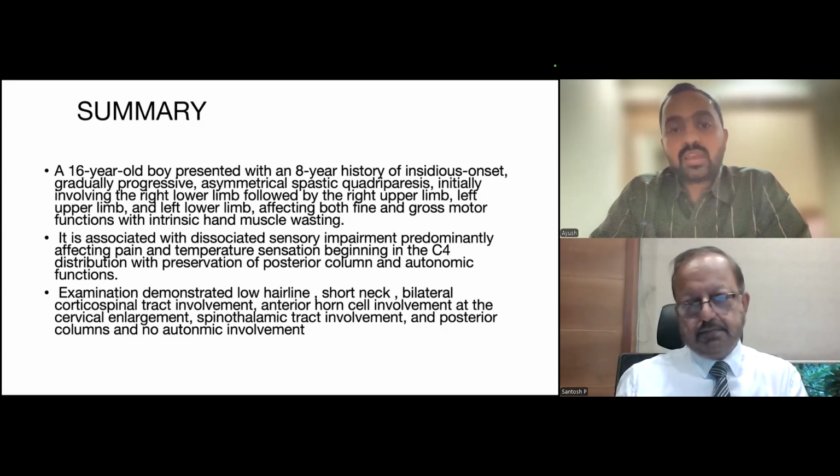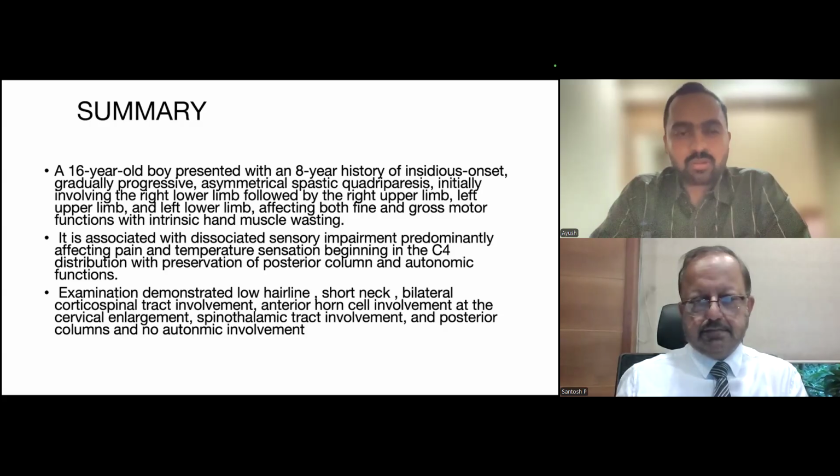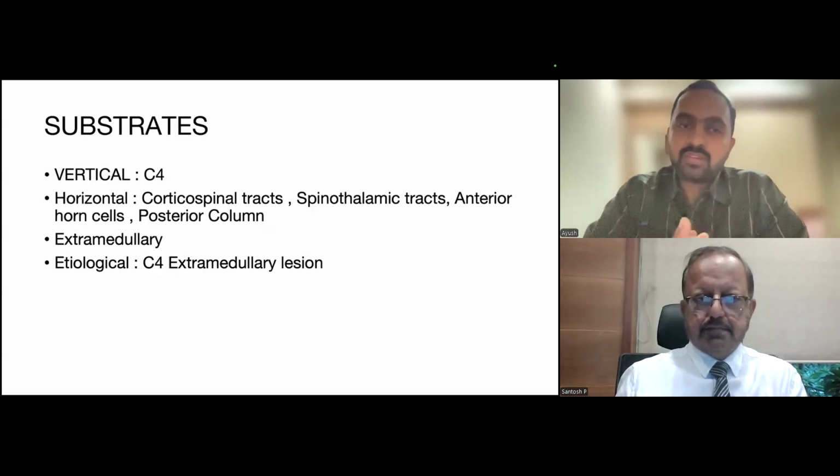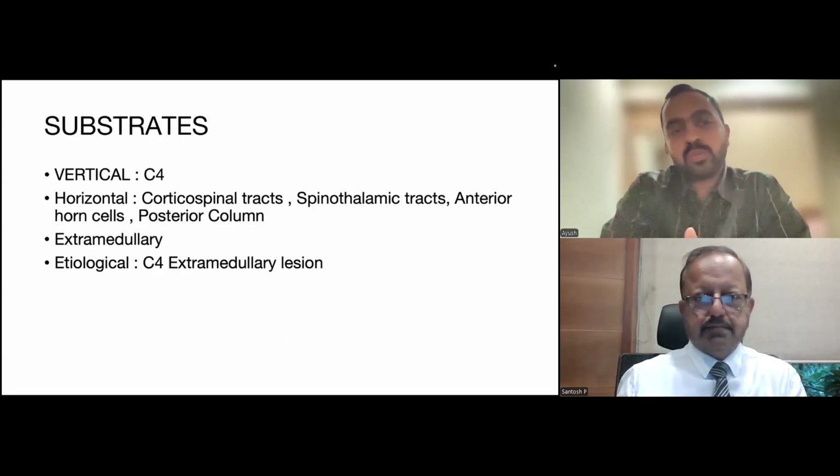Examination demonstrated low hairline, short neck, bilateral corticospinal tract involvement, anterior horn cell involvement at the cervical enlargement, spinothalamic tract involvement, and no autonomic involvement and no posterior column involvement. So I would change my substrate over here. Now it would be vertical from CVJ to C4.